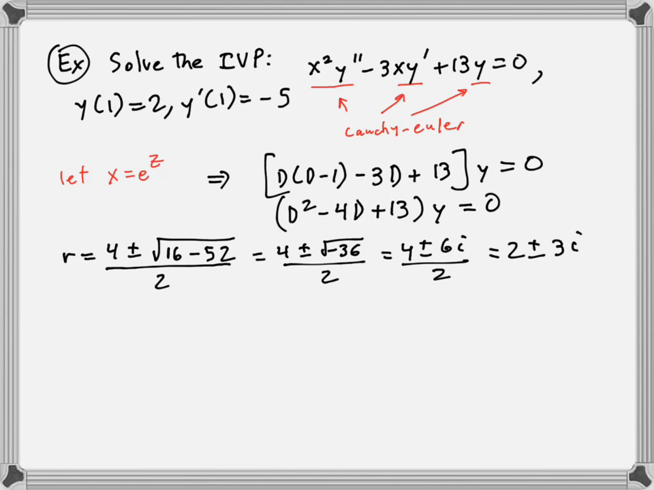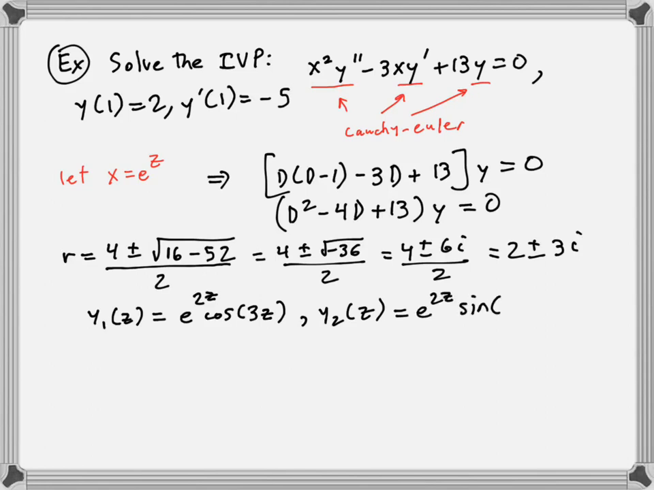Okay, so what does this mean? This means that y1 of z is equal to e to the 2z cosine of 3z, I apologize, e to the 2z cosine of 3z, and y2 of z is equal to e to the 2z sine of 3z. This is what you do when you have imaginary numbers.